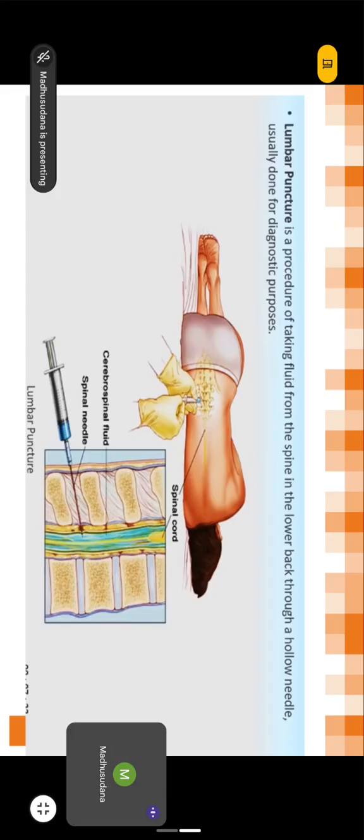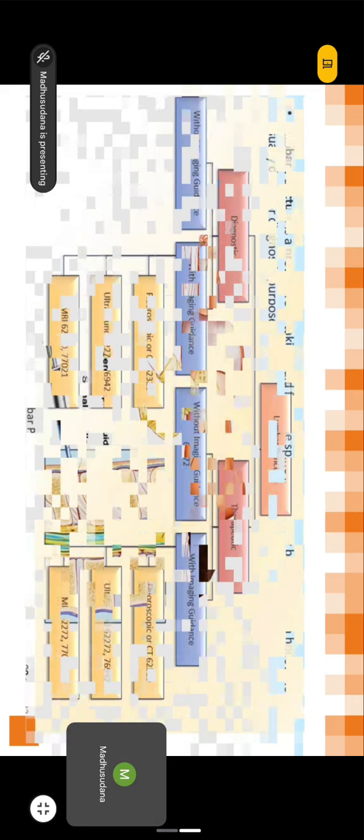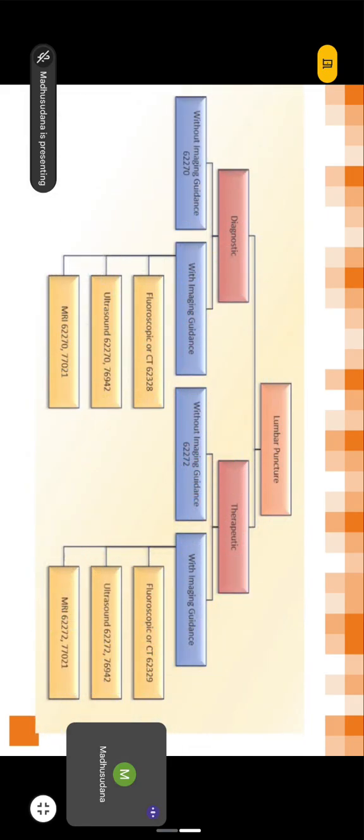The LP will happen. Lumbar puncture will happen. Okay, so if it is diagnostic or therapeutic, we have to check for that. And without imaging guidance, 62270. With imaging guidance, maybe it is fluoroscopy or CT, 77003. Okay, or ultrasound, 62270 and 76942, both we have to report. If it is an MRI, 62270 and 77021. For MRI and ultrasound, we don't have any combination codes. We have to report separately.